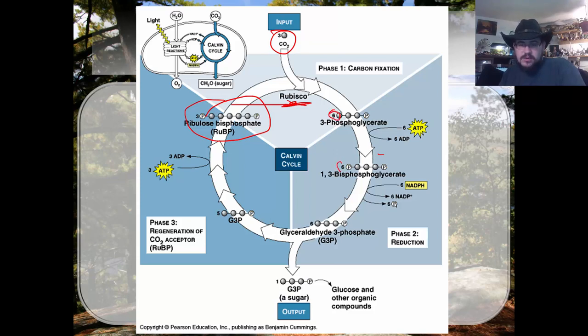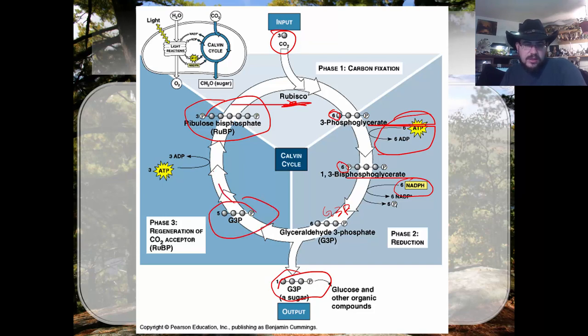These 6 molecules are reduced. It costs us ATP, and it costs us NADPH. And that reduction gets us 6 G3P, right? One of which is released, five of which go into regenerating RuBP, which costs ATP.